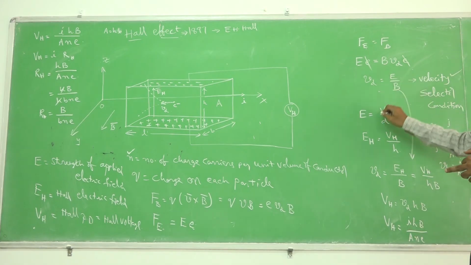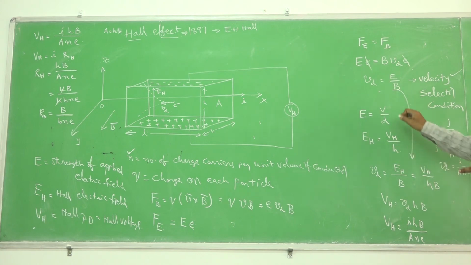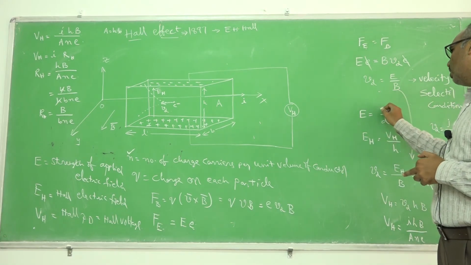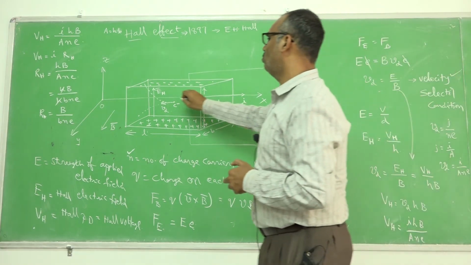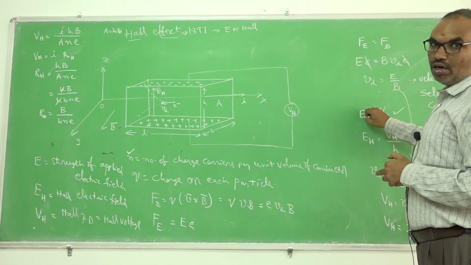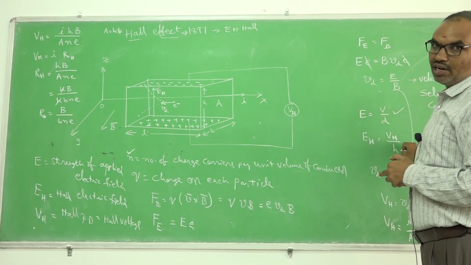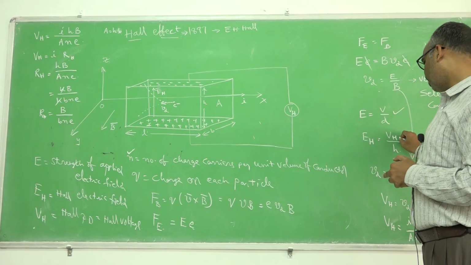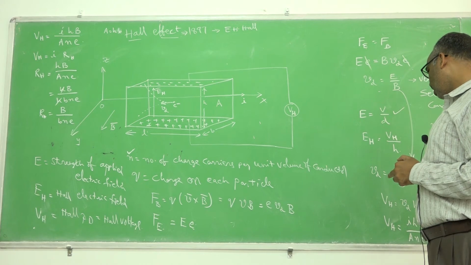We know that the electric field and electric potential are related. If you take Hall EMF, Hall potential you should consider. If you take general electric field, then potential difference across these two surfaces you should consider in this formula. But in the place of general electric field, I considered Hall electric field. So in the place of general potential difference, I should consider Hall potential difference. So by substituting this here, you will get the velocity selector condition.